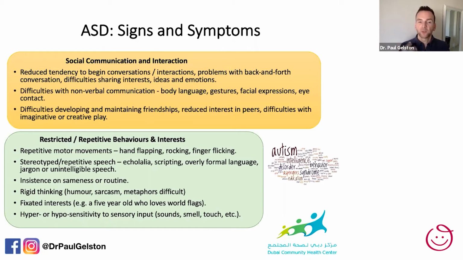So as you can see, there's quite a lot of symptoms that fall under the umbrella of ASD. But generally, it's categorized in these two main areas of social skills and restricted or repetitiveness. So hopefully that makes a bit of sense to people.